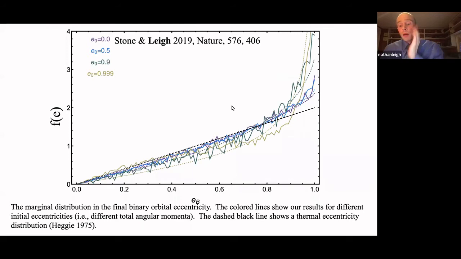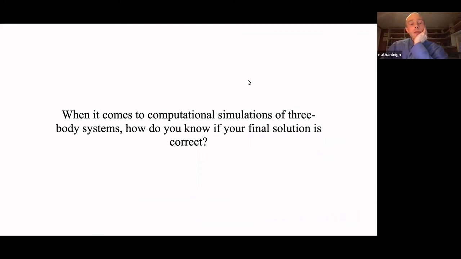So let me ask you, when it comes to computational simulations of three-body systems, how do you know if your final solution is correct? Well, if the system is very sensitive to the initial conditions, then you require computations that have very high precision and accuracy. But errors are inevitable for computers and accumulate as the simulations go on. Why is this an issue? Because computational errors can mimic minute perturbations and cause the solutions to diverge for very similar sets of initial conditions. So errors effectively mimic chaos.